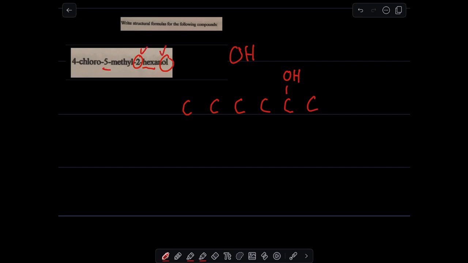On the 5 carbon, we have a methyl. That's the 5 carbon. A methyl is expressed CH3. We go ahead and check that off. And on the 4 carbon, we have a chloro designated Cl. All you have to do from here is fill in your hydrogens. CH2, CH, CH, CH3. All right, so there you have it.